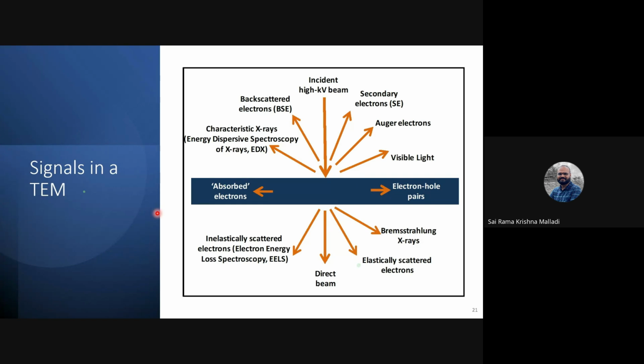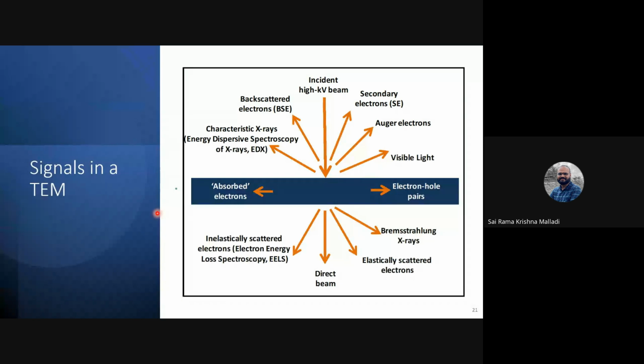And all the examples you see here, whether it is characteristic X-rays, Auger electrons, electron hole pairs, Bremsstrahlung X-rays, or the electron energy loss spectroscopy signal, these are all a consequence of an inelastic event. Typically, when I take an electron microscope with an accelerating voltage of 200 kilovolt, approximately 93 to 95% of the interaction that happens is elastic scattering. And about 5 to 7% that you get is an inelastic signal.